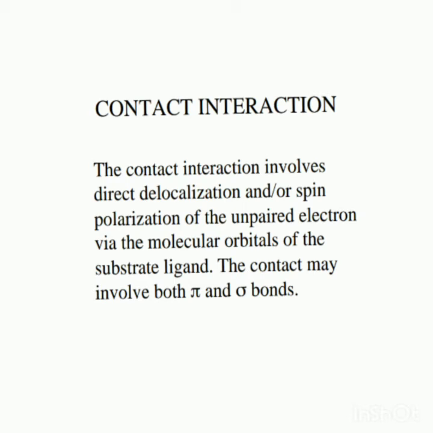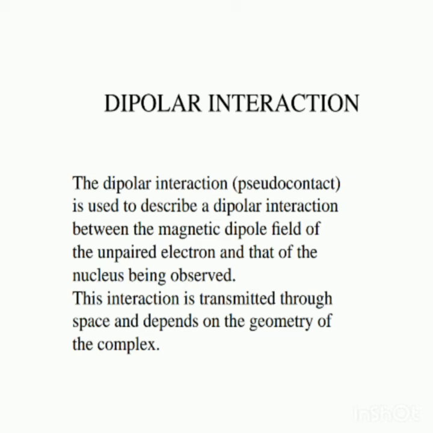The second one is pseudo contact interaction. The dipolar interaction, or pseudo contact interaction, is used to describe a dipolar interaction between the magnetic dipole field of the unpaired electron and that of the nucleus being observed. This interaction is transmitted through space and depends on the geometry of the complex.